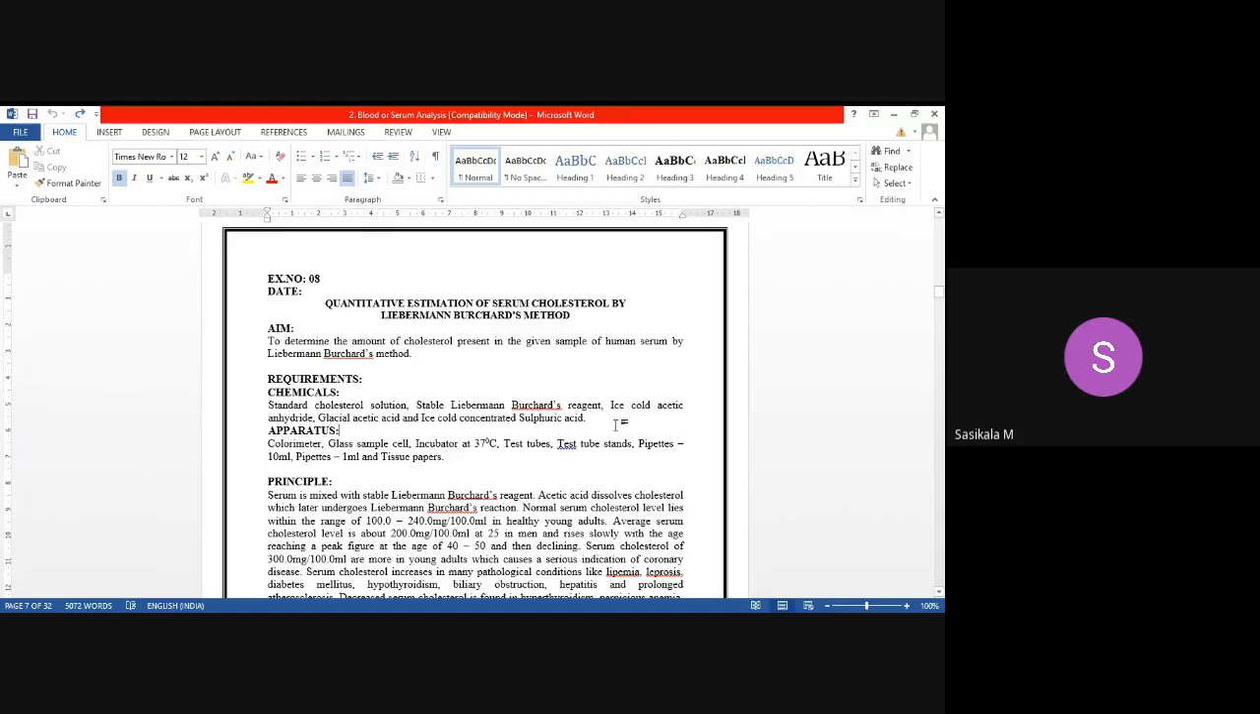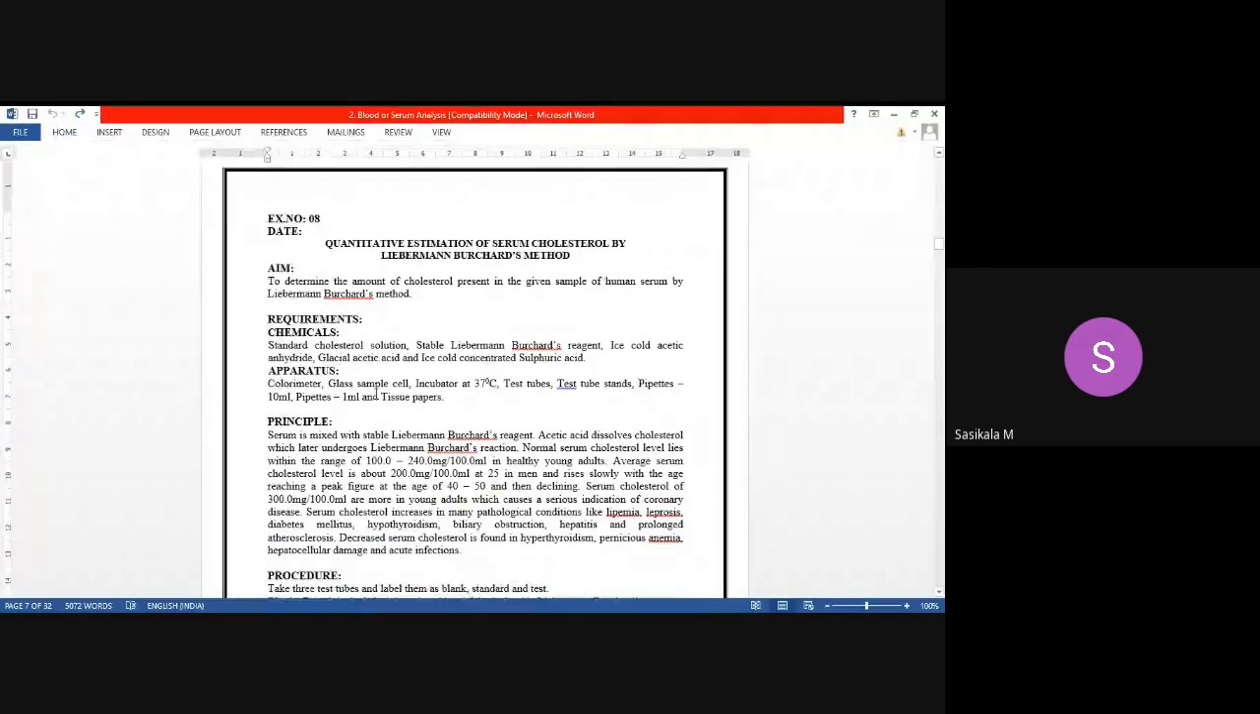Then pipettes to take the solutions in order to prepare standard and samples. In order to add all these measured reagents, we need pipettes with 10 ml capacity and 1 ml capacity. Then tissue papers in order to clean the glass sample cell, that is the cuvette; the sample cell of the colorimeter will be cleaned by means of tissue paper. So these are all the requirements, accessories and apparatus required for quantitative estimation of serum cholesterol.